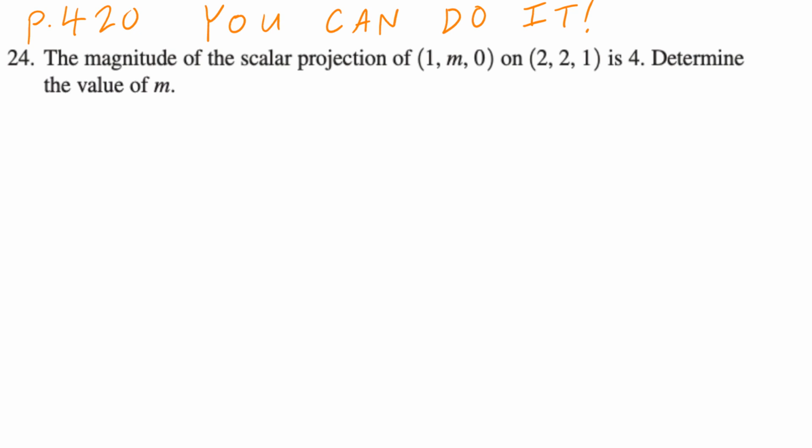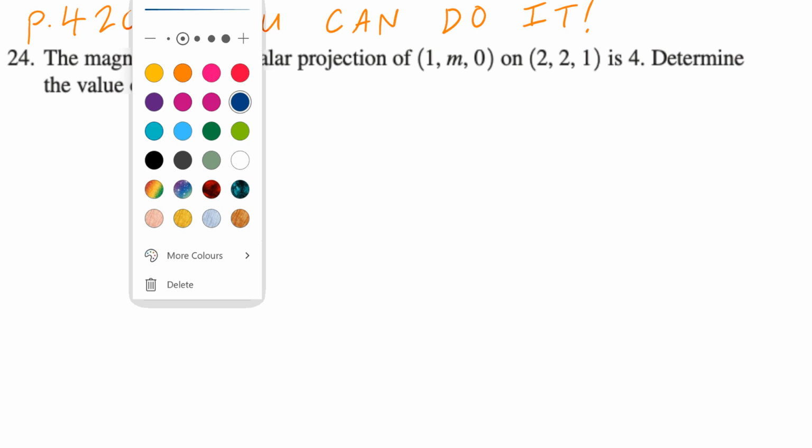Hi everyone, let's take a look at number 24 on page 420. The magnitude of a scalar projection of (1, m, 0) on (2, 2, 1) is 4. Determine the value of m. Now before we start, you want to go back and think about the formula.